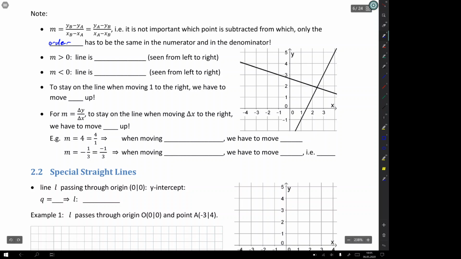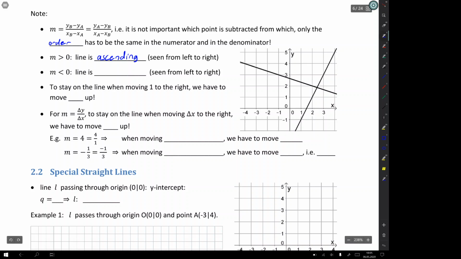If m is larger than 0, what does this mean? It means that this line is ascending, steigend, seen from left to right. So this line here is ascending. When we always go from left to right, the gradient m is larger than 0. When we take, for example, here the triangle, we have delta y, 2 divided by 1, so we get 2, which is larger than 0.